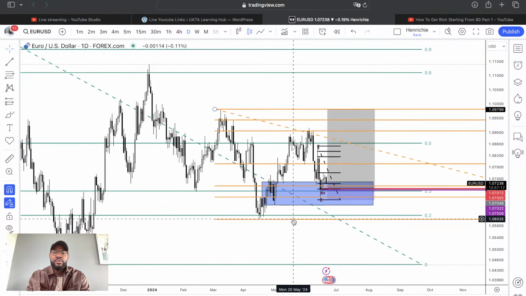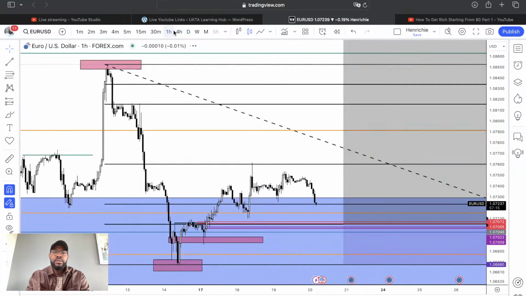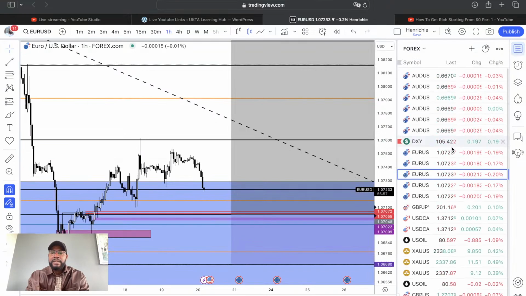There's not really so much going on in the market this week for euro and the dollar. They really seem so lethargic, but hopefully we do see price come in here and show us a rejection. If that doesn't happen, then this low right here will be the next run on liquidity. So that is my analysis on euro US dollar.